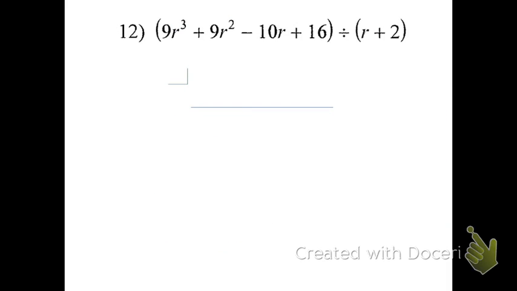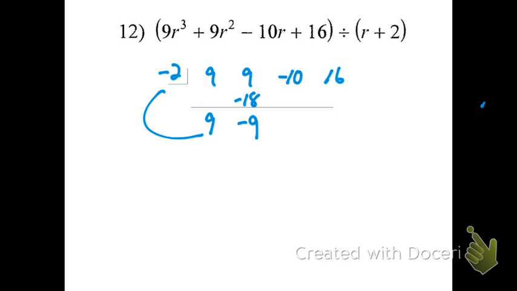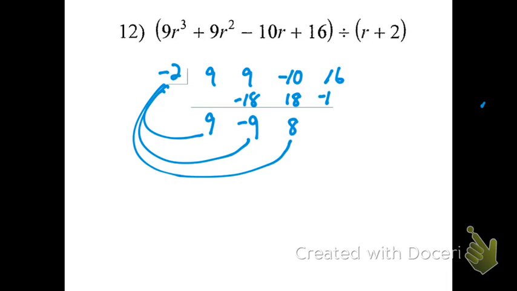Last but not least, I'm going to go ahead and copy down the negative 2, because if r plus 2 is equal to 0, the negative 2 goes in the box. 9, 9, negative 10, and 16. I'm going to drop the 9 down. 9 times negative 2 is negative 18. We add, get negative 9. Negative 9 times negative 2, keep your eye on your signs, is a positive 18. We add them, I get a positive 8. 8 times negative 2 will be negative 16. I add them, I get 0.